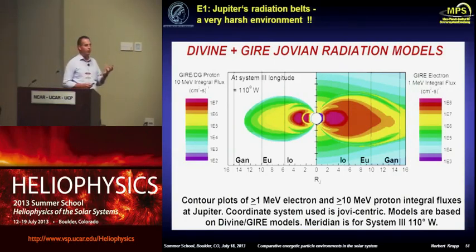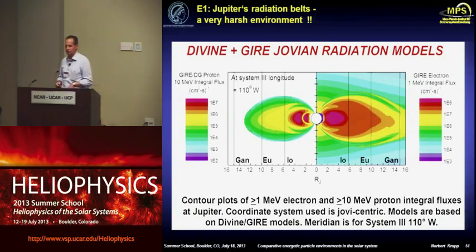But of course, by knowing and having in situ measurements of energetic particles in that region, you can also model those. And this is just one of the best radiation models we have currently. It's a combination of the Divine-Garrett and the GIRE model, where here you have a sort of a cut through the radiation belts of Jupiter. On this side, these are the ions, and these are the electrons. And you see here the intensities of 10 MeV particles integral flux on both sides, and 1 MeV integral flux for electrons. And you see that the structure of the radiation belts is different if you look at ions compared to electrons.